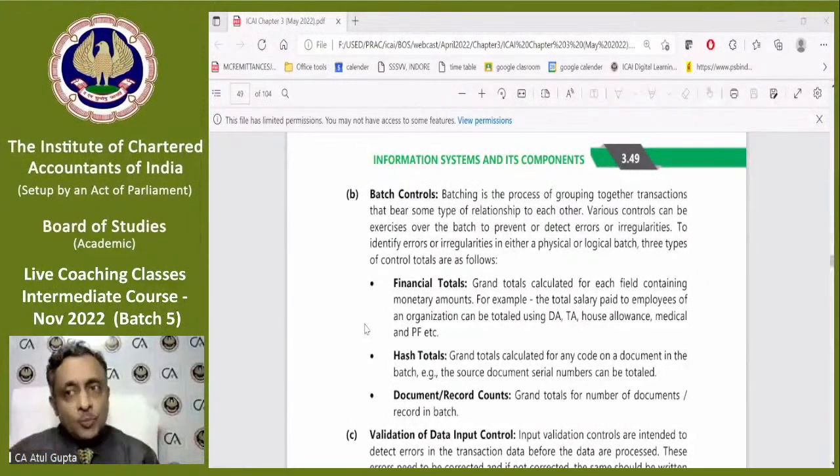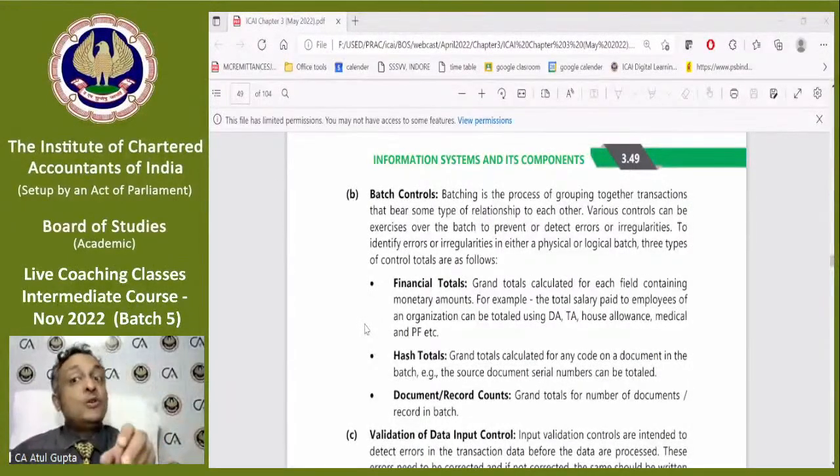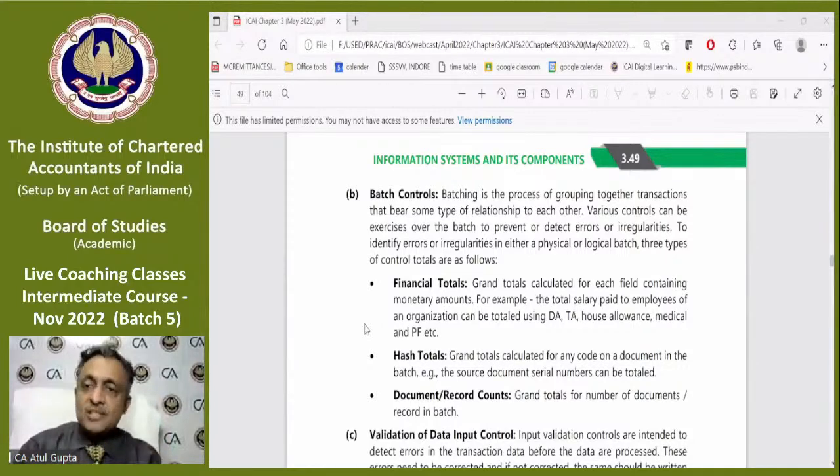Now, when you do batch process, there is a different aspect that comes. What happens? When you are doing online processing, any error comes there only. But when you're doing batch process, there is a time gap between entering of the transaction and processing of the transaction. So because there is a time gap, you require additional controls to keep track of that. Those controls are these three: financial totals, hash totals, record count.